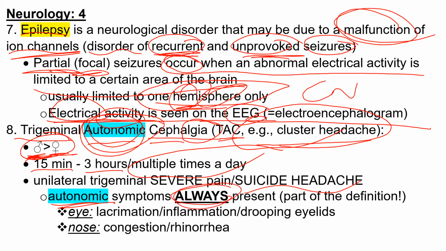Now, what you need to notice is that the name carries the word autonomic, and you need to remember that autonomic symptoms are always a part of the presentation of this headache. What are the autonomic symptoms? These are the symptoms which you see as a part of the autonomic nervous system. In the eye, it would be tearing, i.e., lacrimation, due to inflammation, for example, or drooping of the eyelids. In the nose, it would be rhinorrhea, a runny nose, or congestion. All right, so just remember, these are unilateral headaches that are extremely severe, and they're related to the trigeminal nerve.